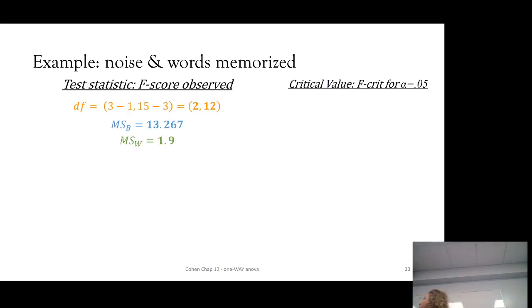So here's the example we're doing on the board. So that yellow is really light. So we just said our degrees of freedom are 2 and 12, since we have 3 groups and 15 subjects. Here's our calculations we did. Our mean squared between is 13.3. Our mean squared within is 1.9. How are we going to calculate our F statistic? What number goes on top? The 13 point whatever. What number goes on the bottom? The 1.9. So I calculate that, and I get a number that's almost 7.